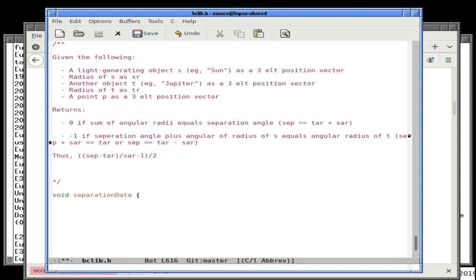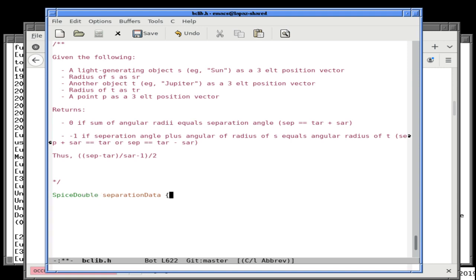So if sep is tar plus sar, sar over sar is 1 minus 1, 0. And if it's equal to tar minus sar, minus tar is minus sar over sar is minus 1, minus 1 is minus 2, over 2 is minus 1. And as sep increases, this number increases, which is good, because we want it to get higher the further away they are. And as sep decreases, this will give us lower numbers, which we also would like. And because we're only going to return one value, I'm going to regret this, I think we can just return a spice double here.